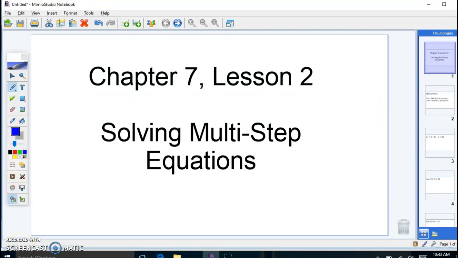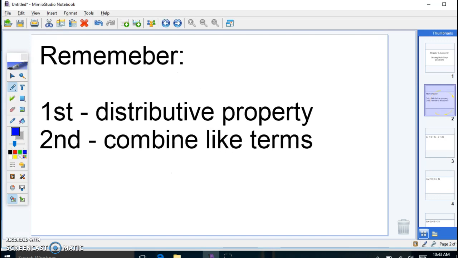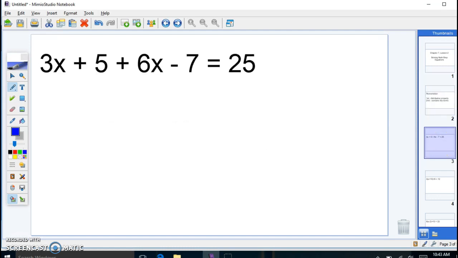Today we're going to work on Chapter 7, Lesson 2, in which we will be solving multi-step equations. Sometimes the equations will have distributive property in them, and sometimes they will have fractions in them. But what I want to start off with is two things. First of all, when there is distributive property in an equation, that's the first thing that you need to do, is you need to perform that distributive property so that you can do your second step, which is combining like terms. So what that means, in this problem, there is no distributive property.